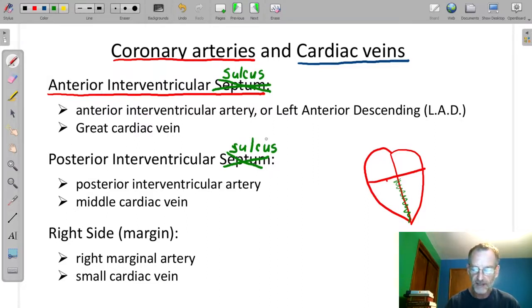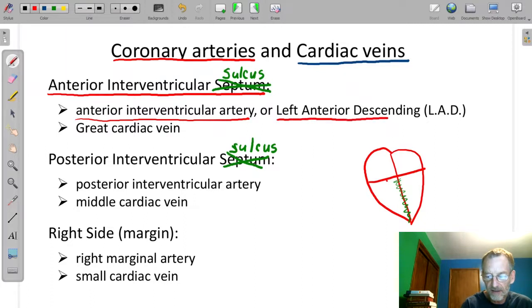So we have an anterior interventricular sulcus, and we have a posterior interventricular sulcus. On the anterior surface, in that sulcus, is the anterior interventricular artery. That's what it's called, and we'll take a look at it. That's sometimes referred to also as the left anterior descending. You need to know both. Anterior interventricular artery is clear. You know it's on the anterior surface, a large artery running down the sulcus between the two ventricles.